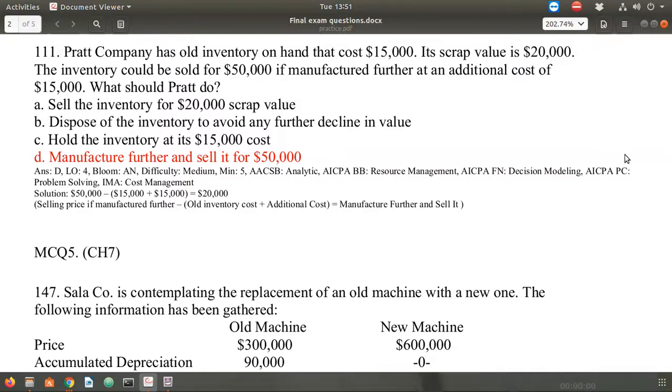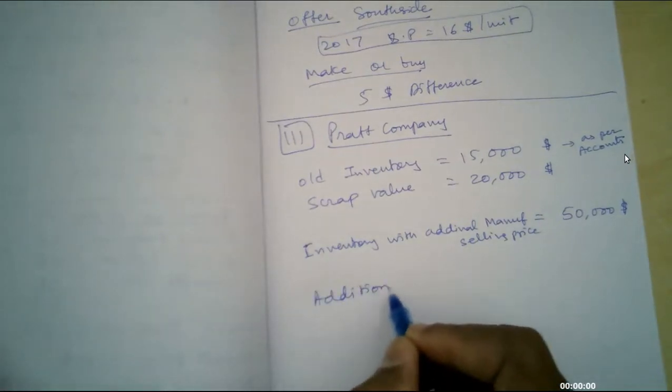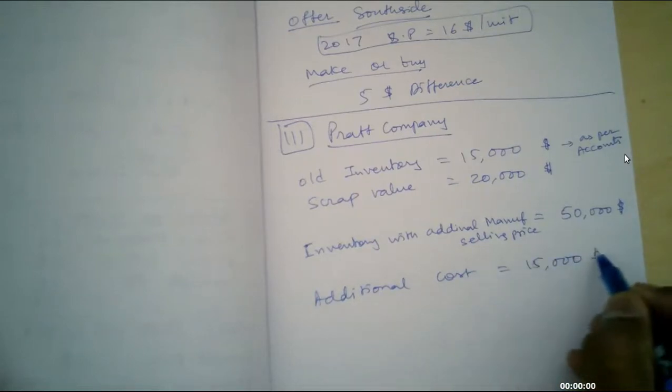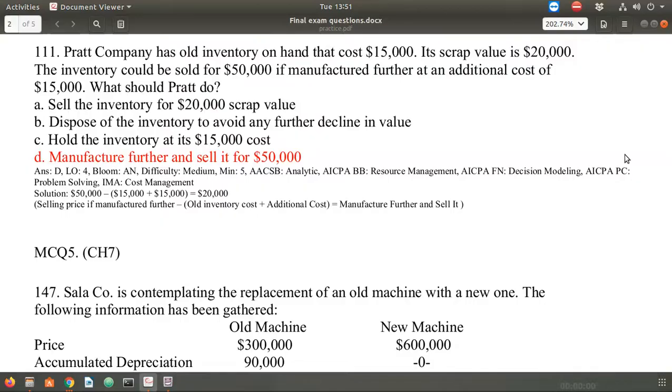if manufactured further, an additional cost of $15,000 is incurred. So what is the additional cost? The additional cost will be $15,000. Okay. So now, what should Pratt do? A, sell the inventory for $20,000. B, dispose of the inventory to avoid any further decline in value. C, hold the inventory. And D, manufacture further and sell it for $50,000. So let us see what the profit is if we do that.